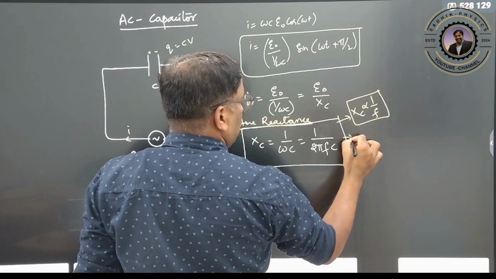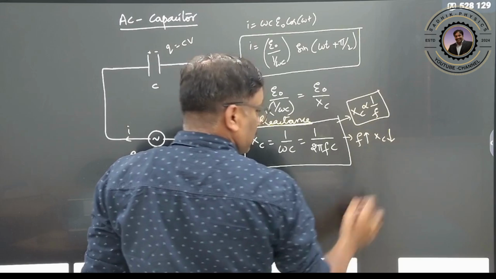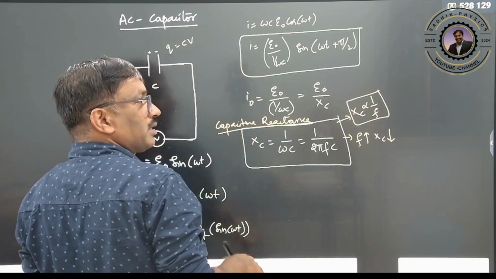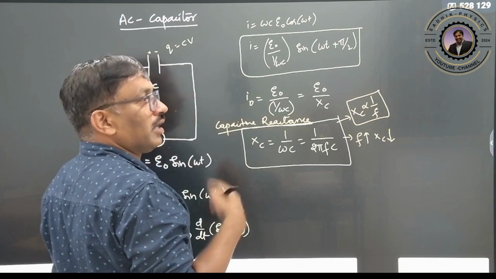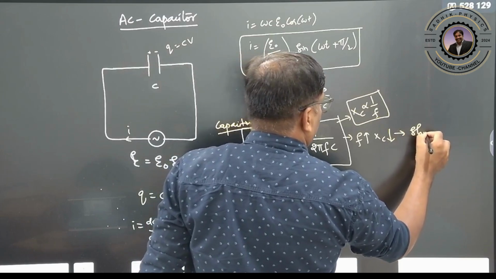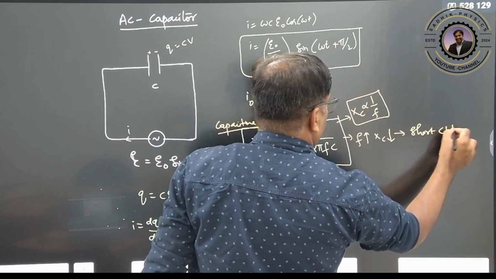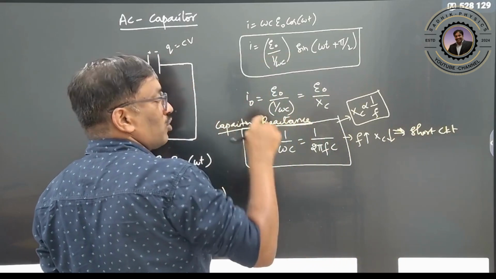That means as frequency increases, Xc will decrease. When Xc decreases, the resistance is decreasing. Resistance decreasing means what? It will act like a short circuit now. Therefore, at higher frequency, the capacitor will act like a short circuit.